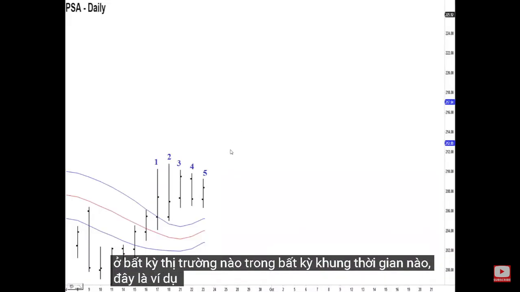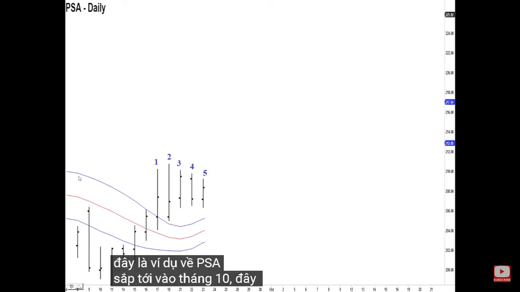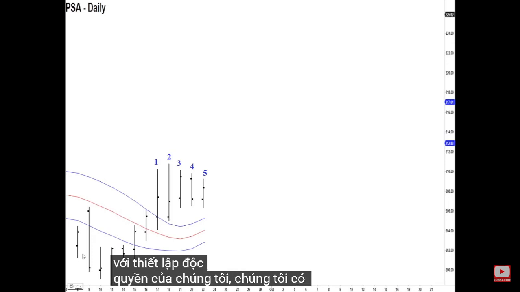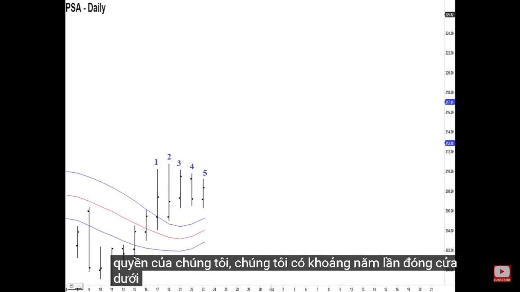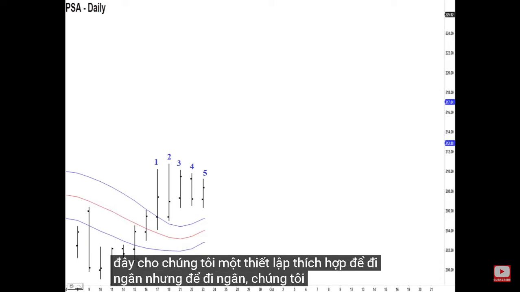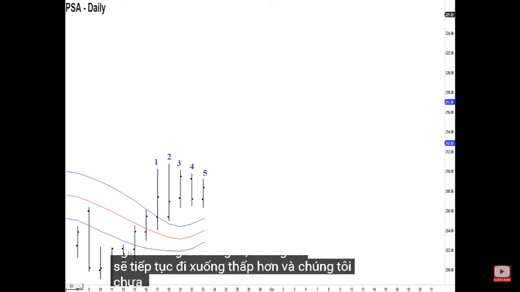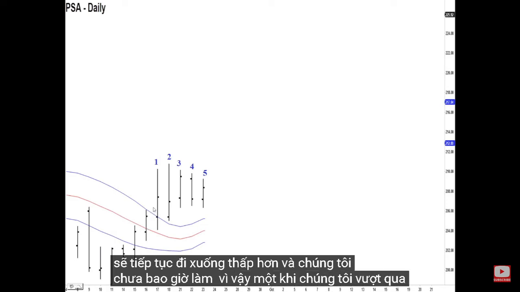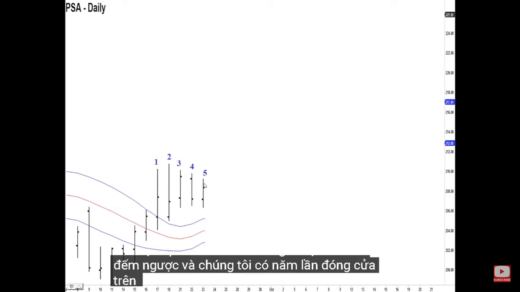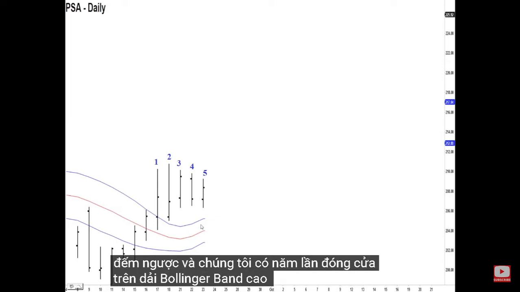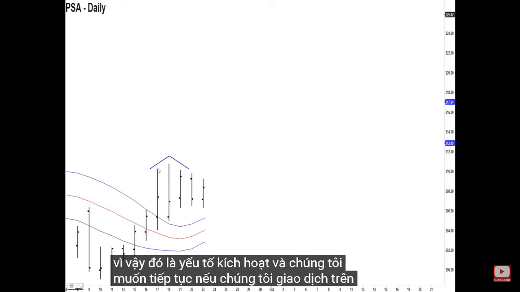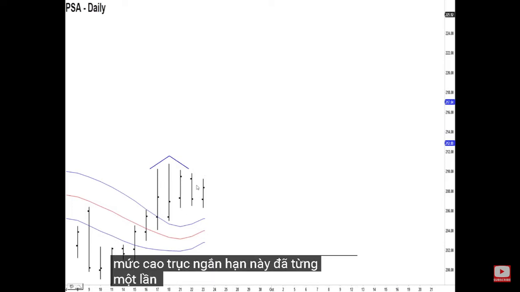All right, here's an example of PSA coming into October. Here's the Bollinger Band with our proprietary setting. All right. We have roughly about 5 closes below here, which is giving us a proper setup to go short. But in order to go short, we would have had to continue to go lower, and we never did. So once we crossed above the highest Bollinger Band, then we start our countdown again. And we have 5 closes above the highest Bollinger Band. All right. So that's the trigger, and we want to go long if we trade above this short-term pivot high, which is once again within the 5.